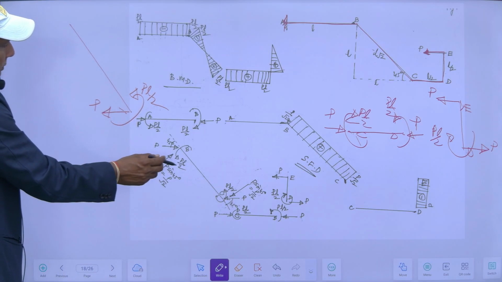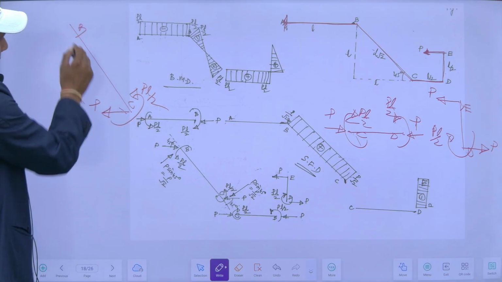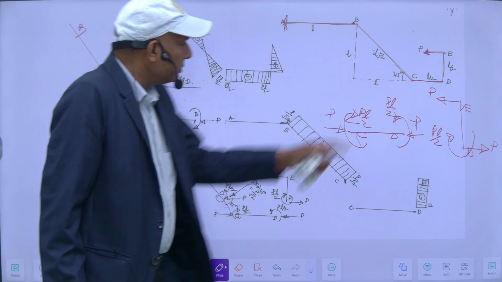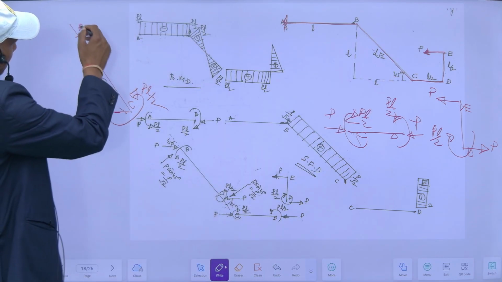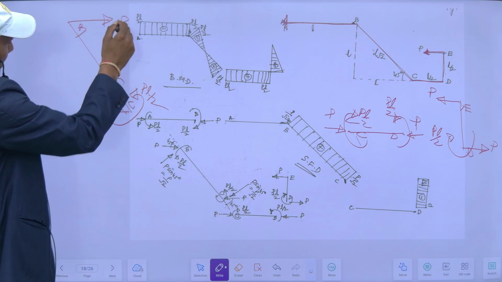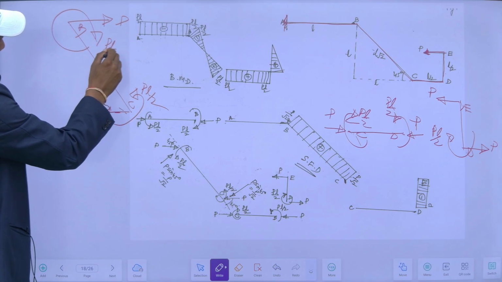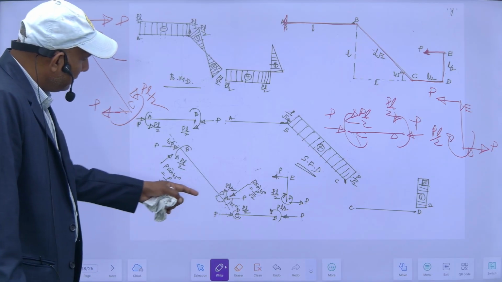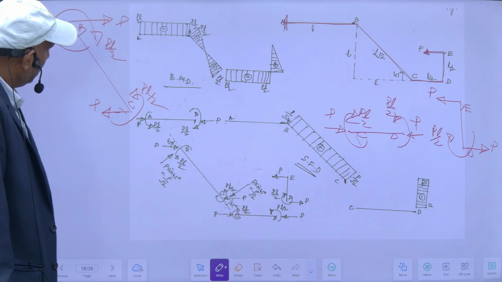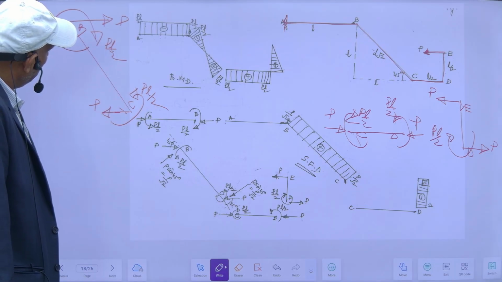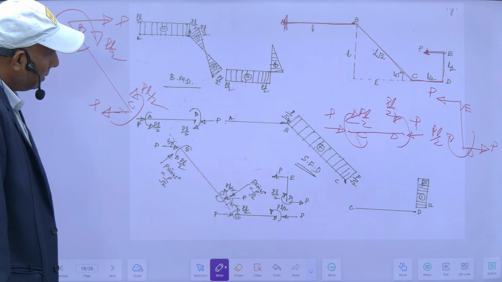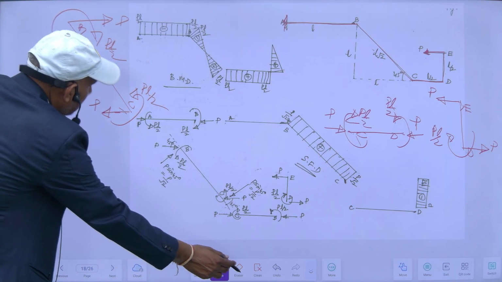And at this end also, this is C and this is B, since no other load is acting, so obviously if this is in this direction, this must be in this direction P, and my moment will be opposite to its nature, PL by 2. So this is the free body diagram of this one. No, this is I think wrong.